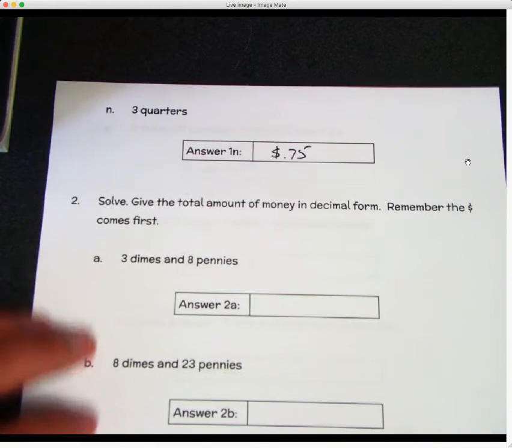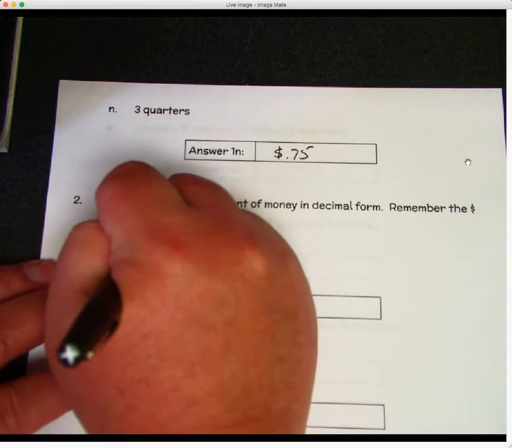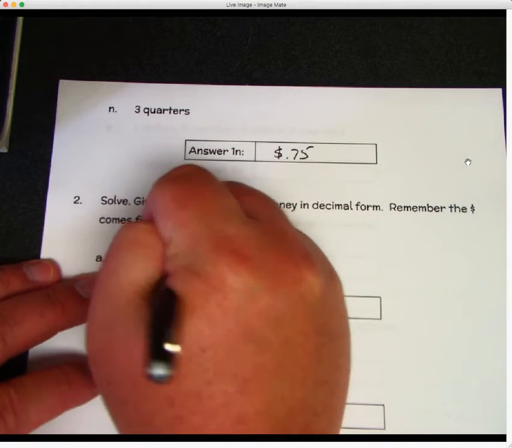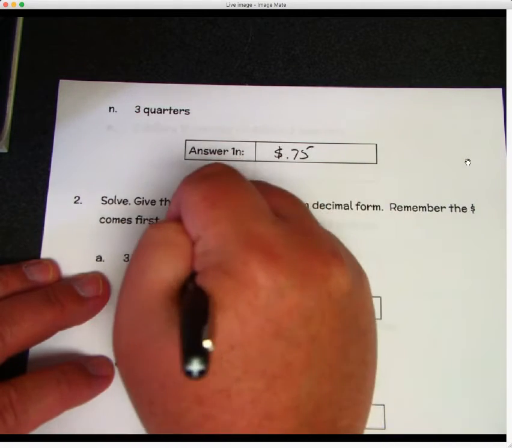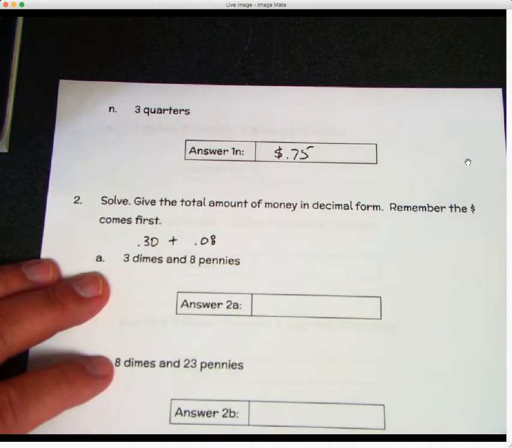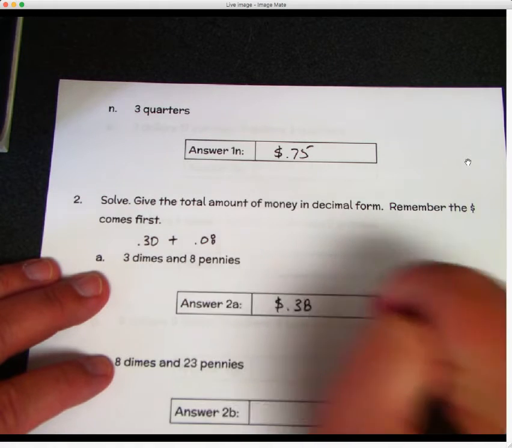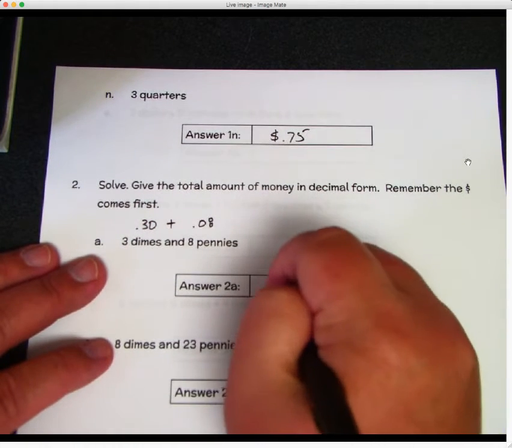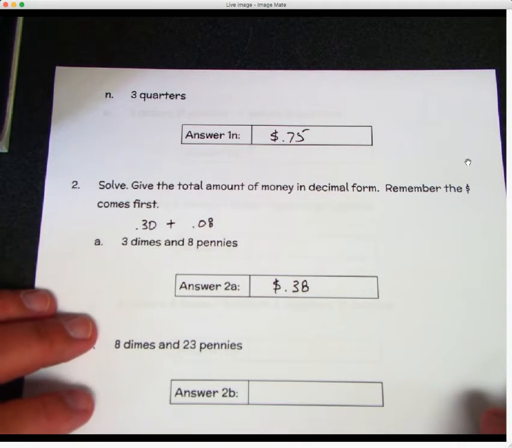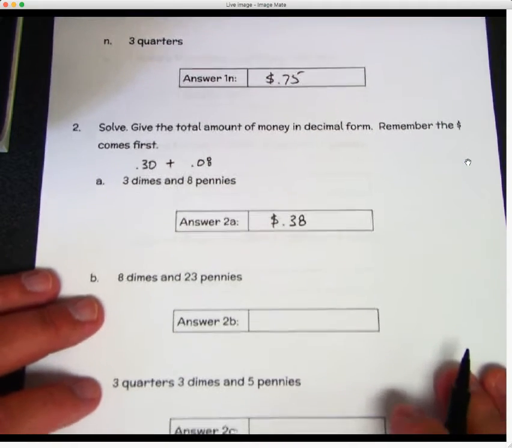3 dimes, that's 30 cents, plus 8 pennies, that's 8 cents. 30 cents plus 8 cents would be 38 cents. I probably should be putting a 0 in here. I've not been doing that. We'll start doing that now.